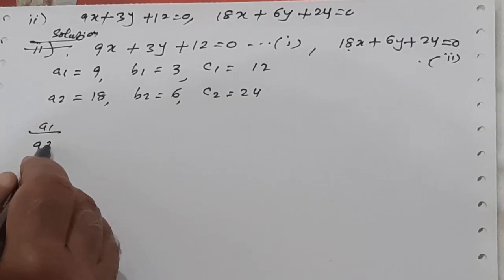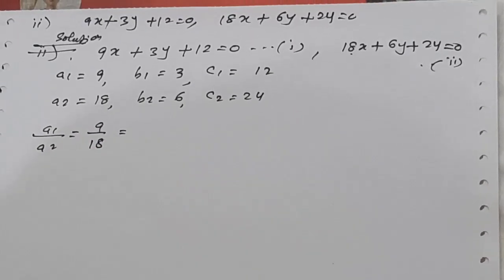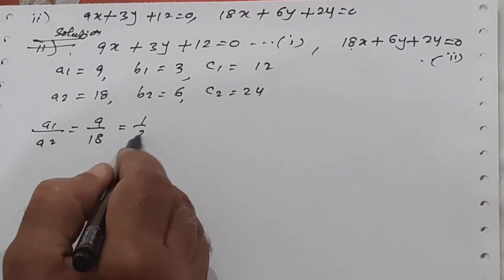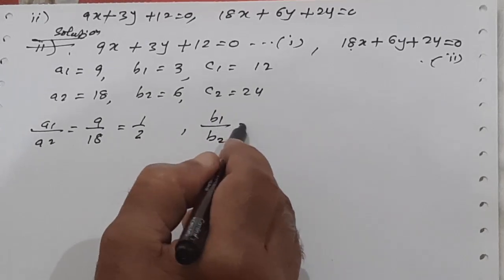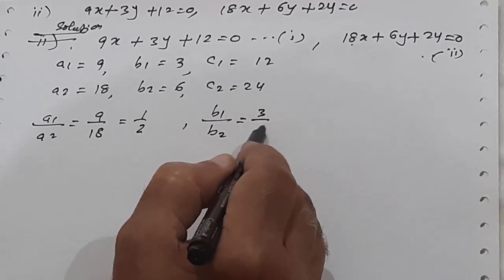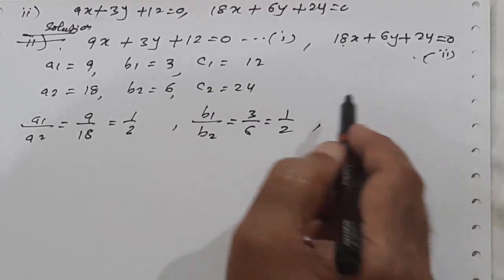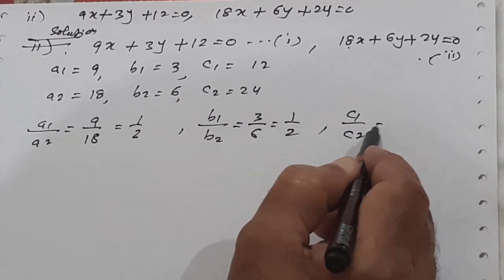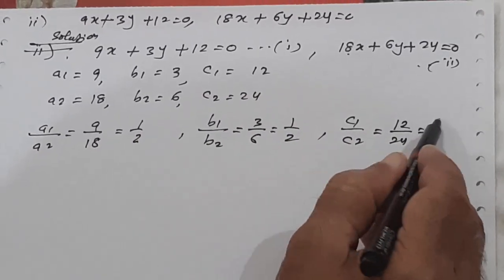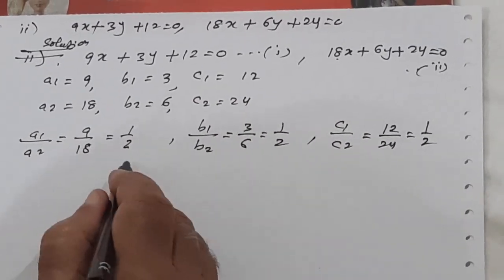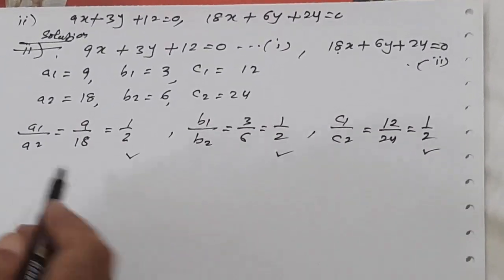A1 upon A2 is equal to 9 upon 18. Table goes, 9 table goes. 1 upon 2. B1 upon B2 is equal to 3 upon 6. Again 3 table goes. That will be 1 upon 2. Then C1 upon C2 is 12 upon 24. That is 1 upon 2. Now you see that all are equal. Every ratio is 1 upon 2.